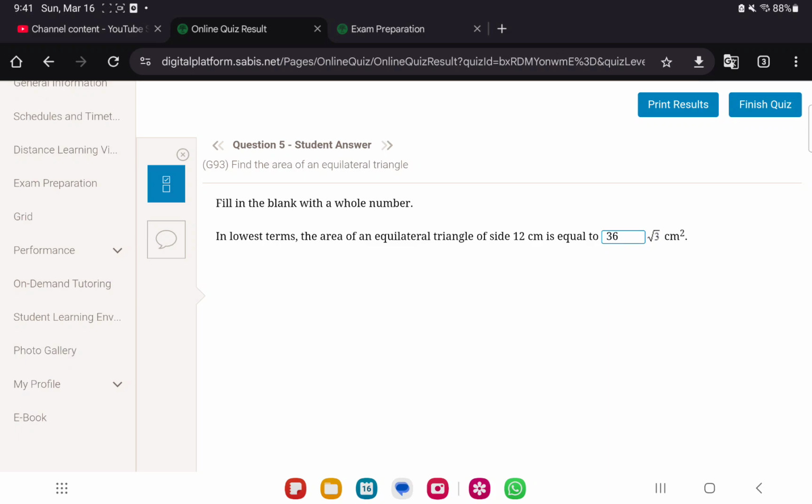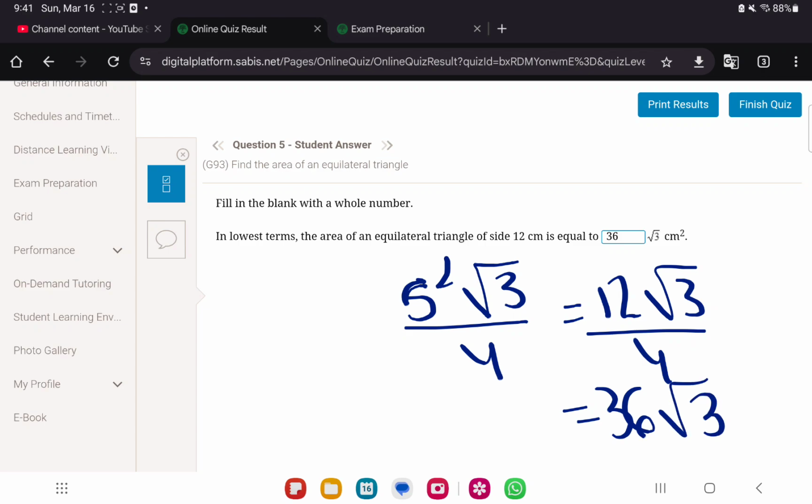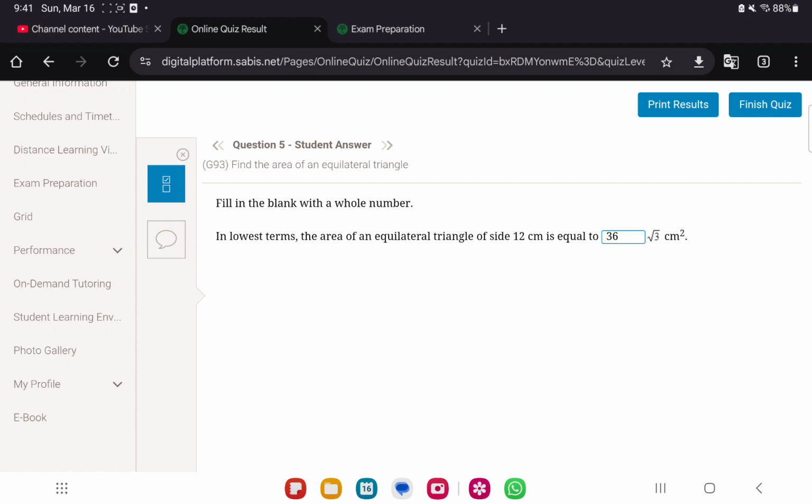Question number 5. This is the same thing as the first question. I'm going to use the easy rule so we can finish fast. So S squared times radical 3 over 4. The side is 12, so 12 squared times radical 3 over 4. You get 36 times radical 3 on your calculator, and that is your answer. They only want the 36 part, so you just give them 36.